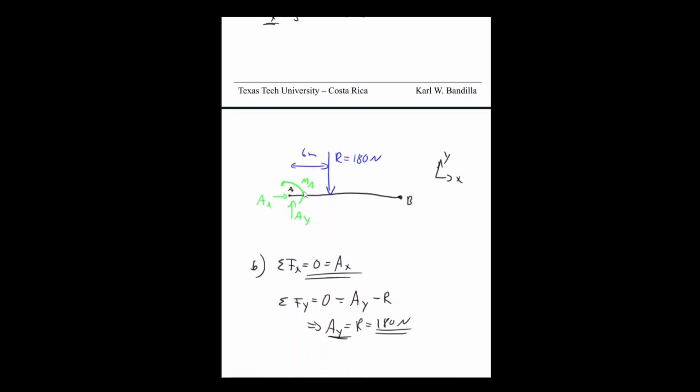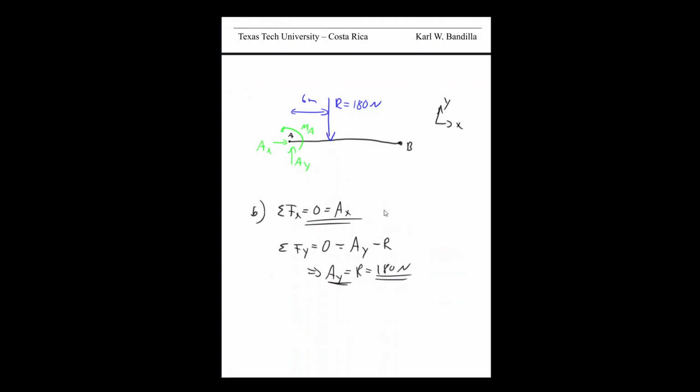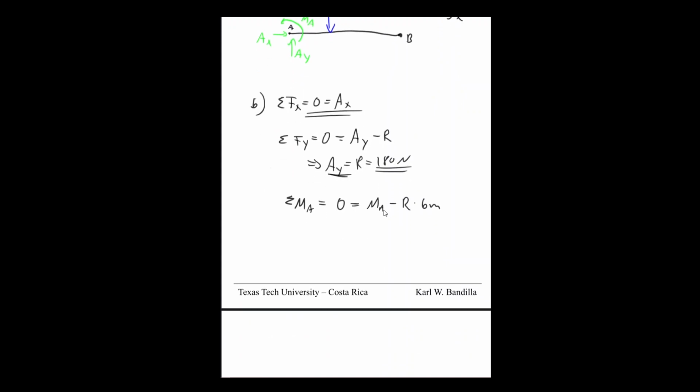And then of course we still need to find our MA. So maybe we can do the sum of moments around point A. It's going to look a little strange. Sum of moments about A equal to 0. So we defined MA as positive, so MA. And then we'll have R turning clockwise, so negative, minus R times 6 meter, because that's the moment arm. AX and AY both go through A, and there's nothing at B, so that's all we got. Again, a single shot, you can say.